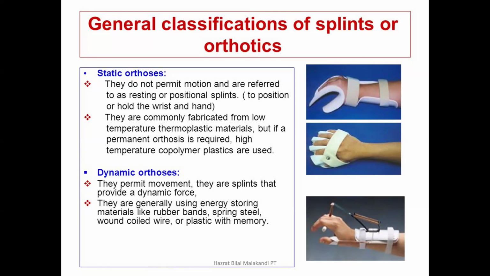On the other hand, the static orthoses do not permit any motion and they are referred to as resting or positional splints as well. They are commonly fabricated from a low temperature thermoplastic material, but if a permanent orthosis is required, high temperature copolymer plastic can also be used.